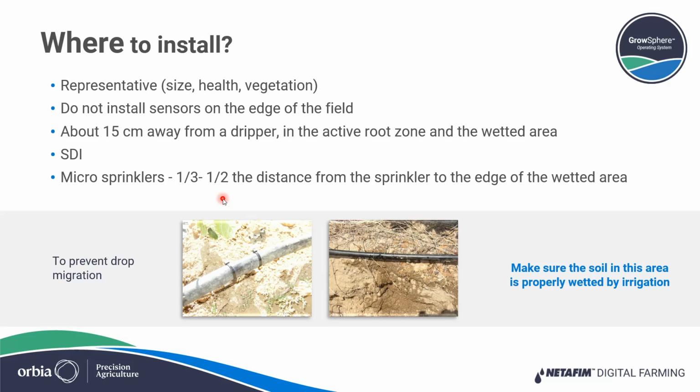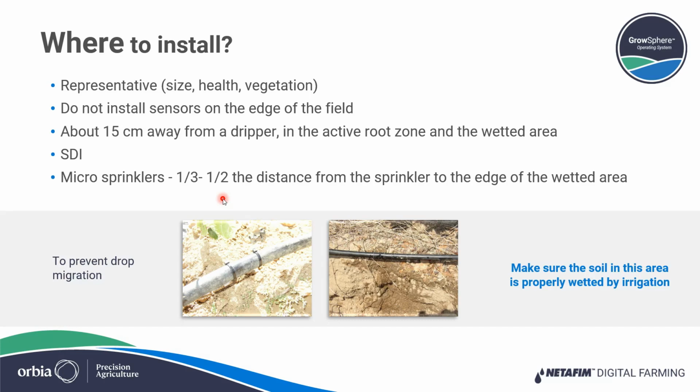Now, the sensor itself, the micro, should be about 15 centimeters away from the dripper, in the active root zone and the wetted area. This is crucial because when you install the sensor far from the dripper, it will not get wet by irrigation and you will think that the sensor is not working well. So be sure you are in the active root zone.